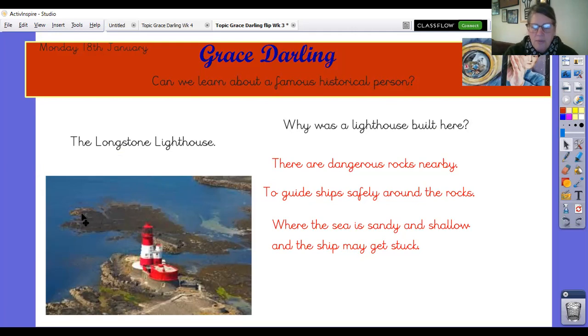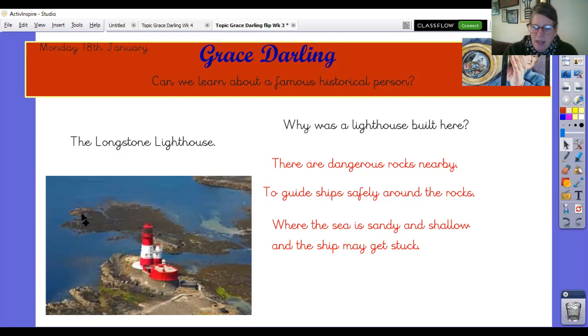because if you have a think about ships today, they have computers and all sorts of technology so that in the day and night, they will know exactly where the rocks are and what the sea looks like that they're in. And in Grace's time, in Victorian times, they didn't have computers. They didn't have any technology like that. So at night time, they would have had to use maps and things.